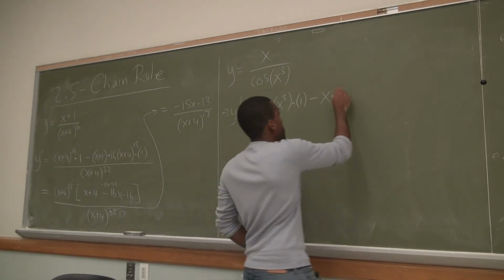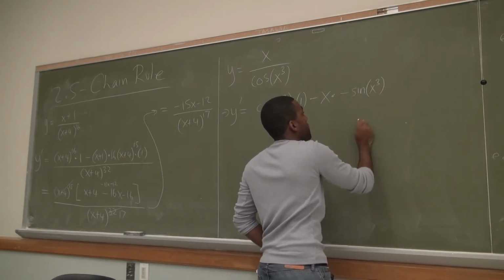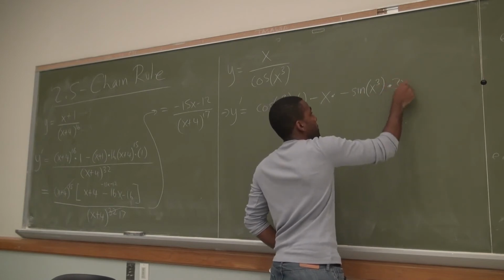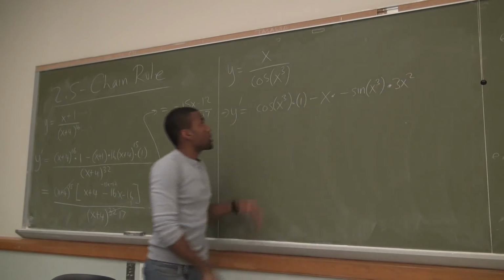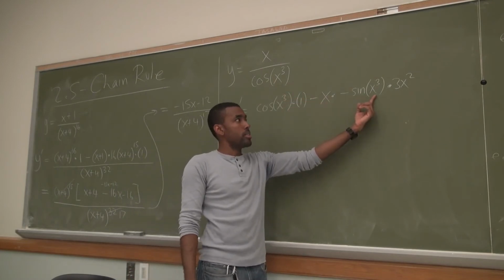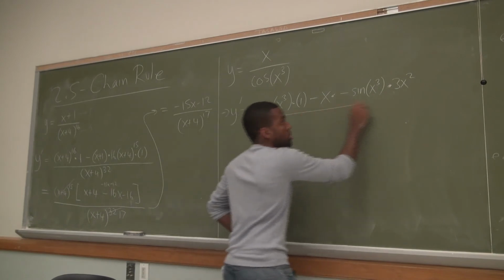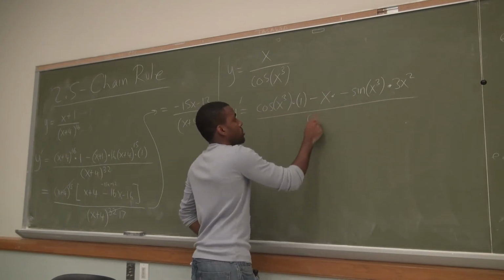Minus x times negative sine. Right? The outside function is the cosine, the derivative is minus sine, leave the inside intact, then you multiply by the derivative of the inside. All over cosine.